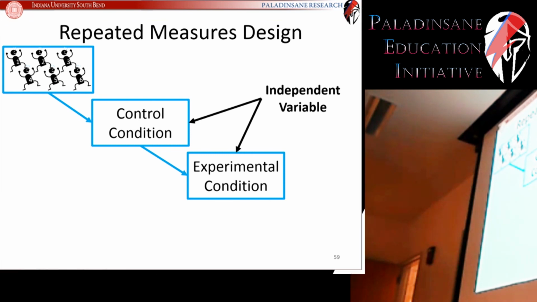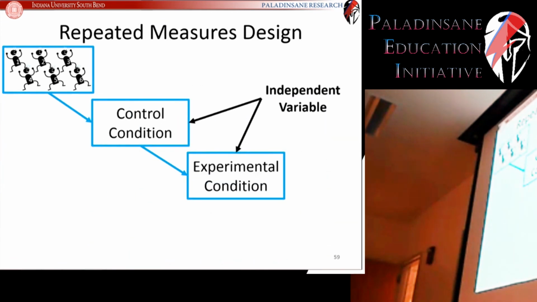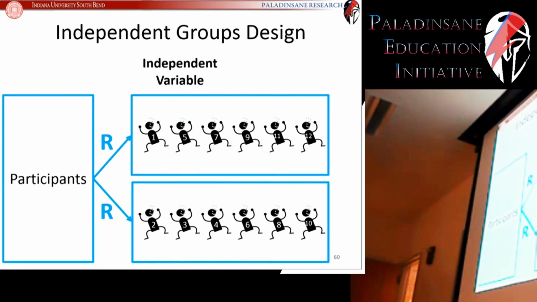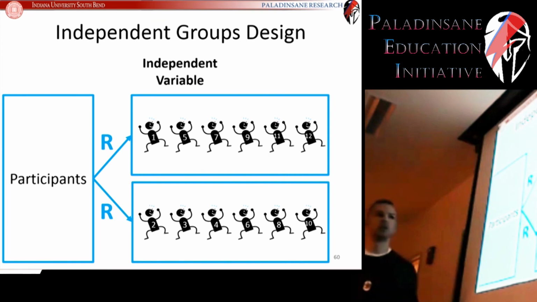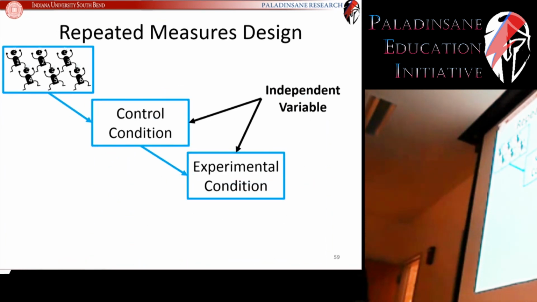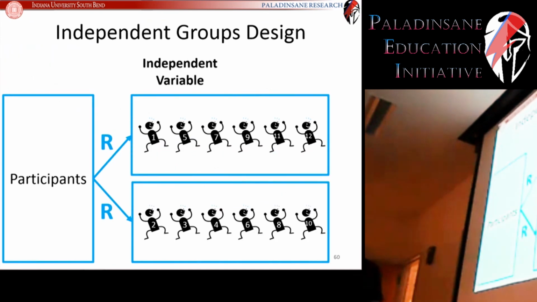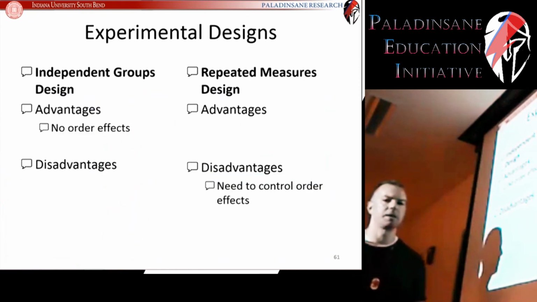And notice that this is not something you got to worry about with the independent groups design, because there is no order to the conditions here, because you're either in the control group or in the experimental group. So you don't got to worry about order effects. You don't have to worry about things like people getting tired. You don't have to worry about people experiencing the control condition first and then figuring out what they're supposed to do in the experimental condition. There's no order effects for an independent groups design.